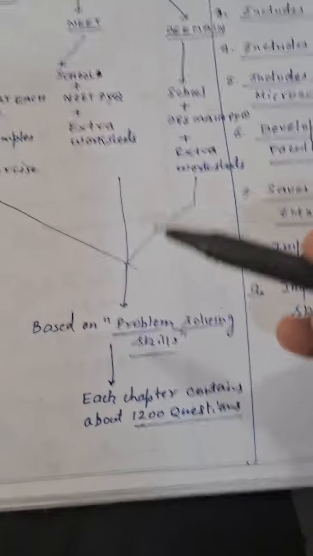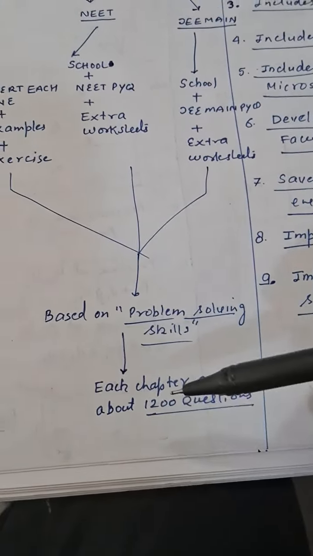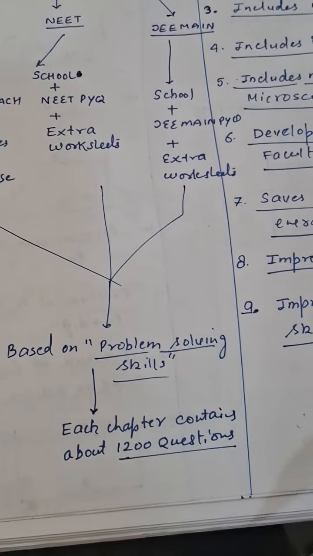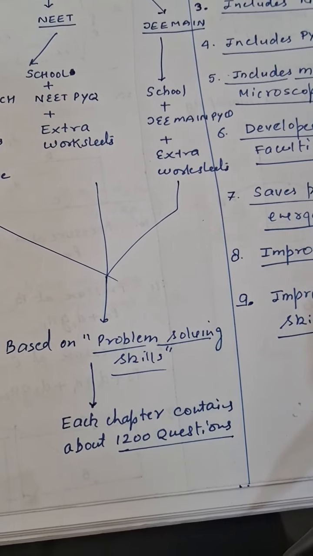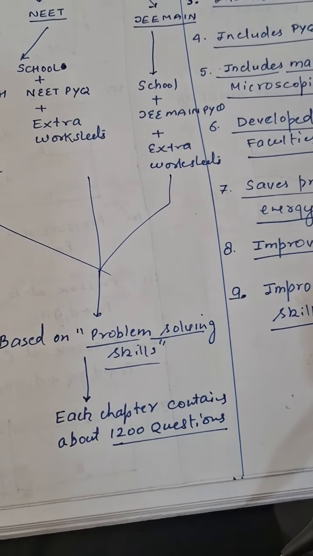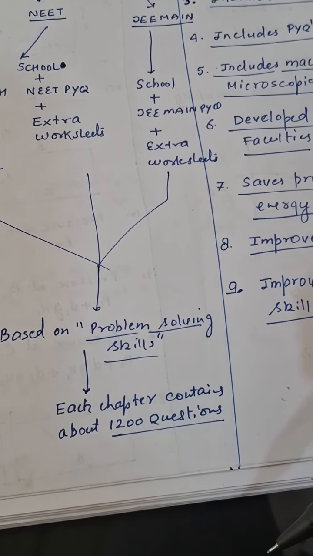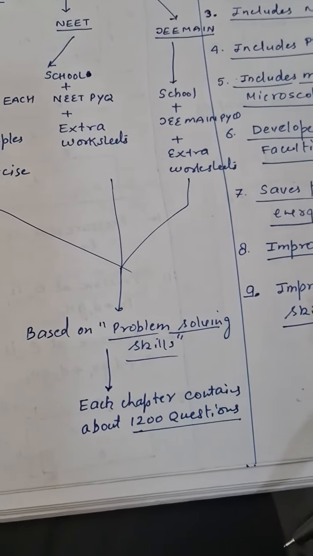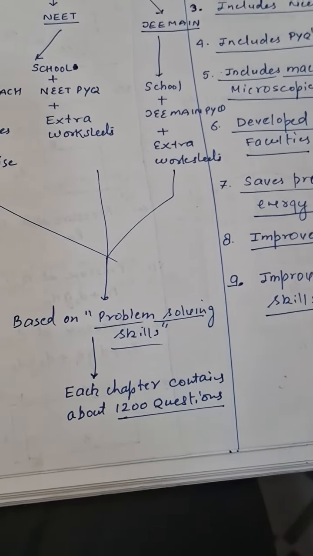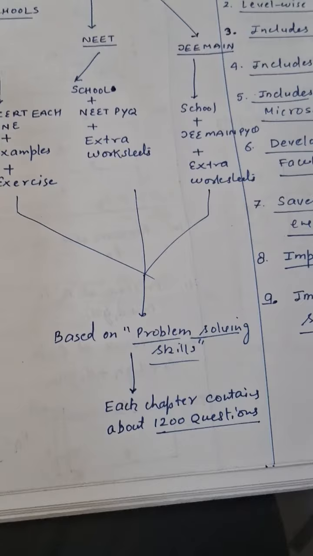The consensus is that each chapter roughly comprises 1200 questions. So you multiply 1200 by 28, which comes to about 33,000 questions in total, as far as NEET and JEE Main are concerned, for the entire physics. So this is the entire physics for you.